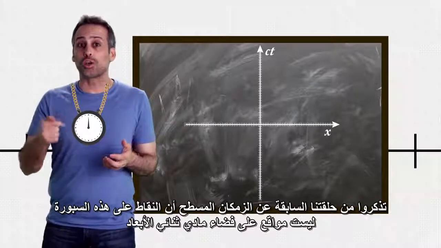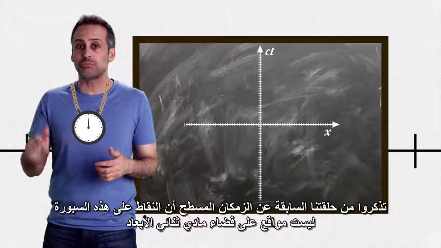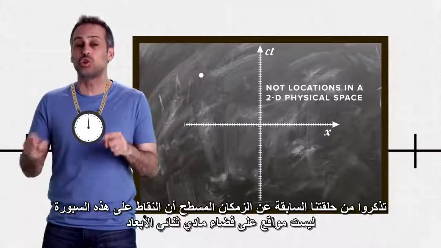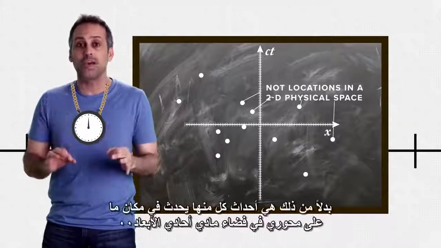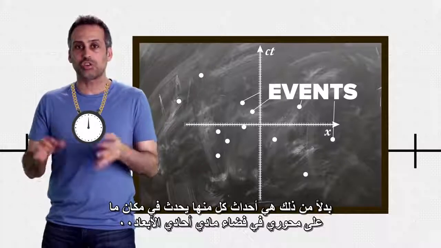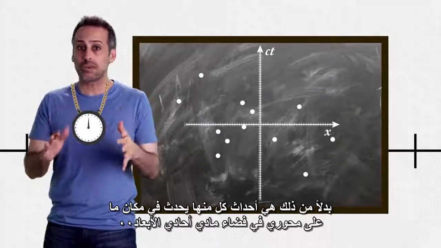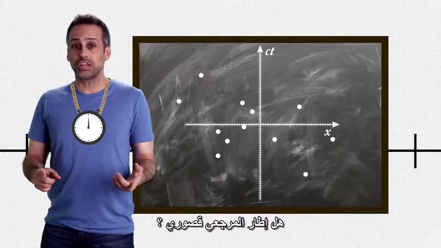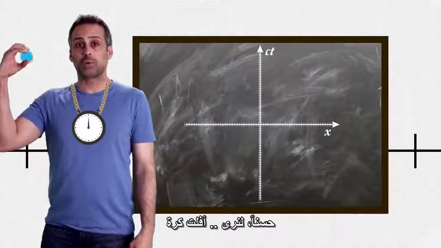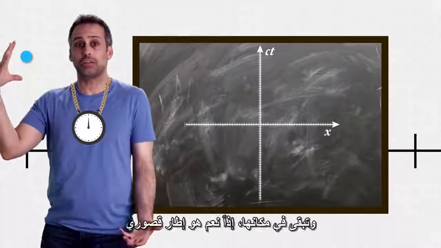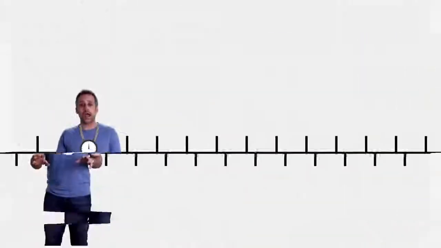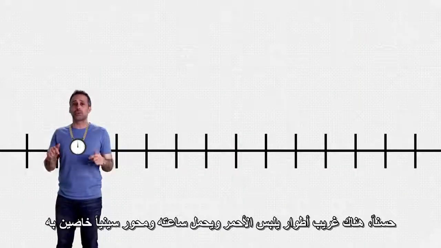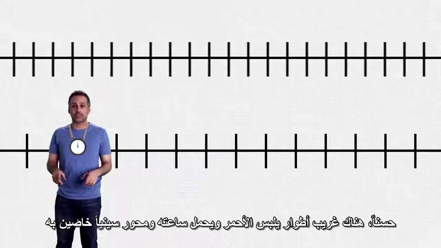Now recall from our earlier flat spacetime episode that points on this blackboard are not locations in a two-dimensional physical space. Rather, they are events, each of which occurs somewhere along my axis in a one-dimensional physical space and at some moment according to my clock. Is my frame of reference inertial? Well, let's see. I release a ball, and it just hangs there. So yes, inertial frame.